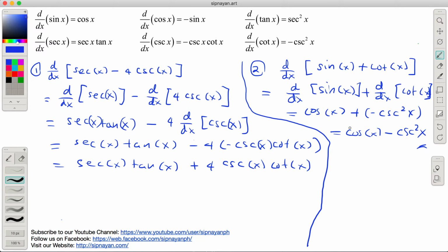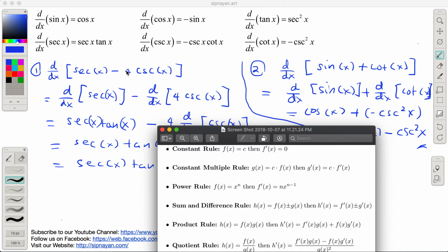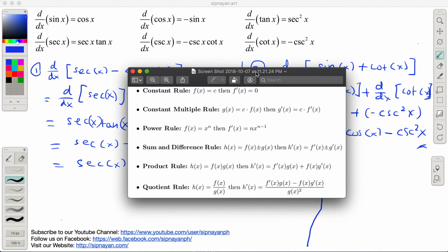So, dito sa dalawang examples na to, we used the two previous formulas na pag-aralan natin. Dito, ginamit natin pareho yung sum and difference rule. At ginamit din natin yung constant multiple rule, lalo sa number 1. So, meron tayong constant, meron tayong expression or function. And then, nilabas natin yung constant natin. And then, we get the derivative of the function or the expression.